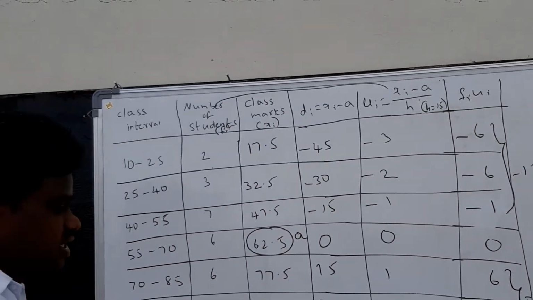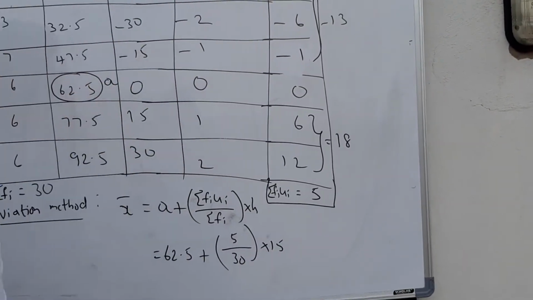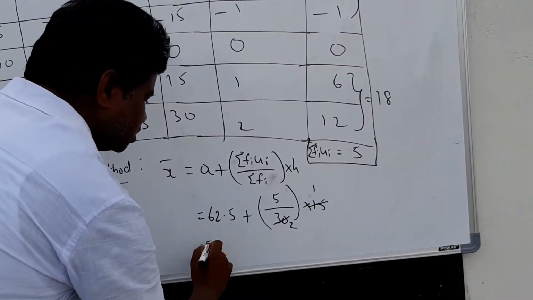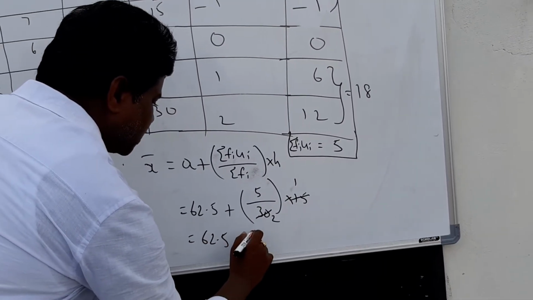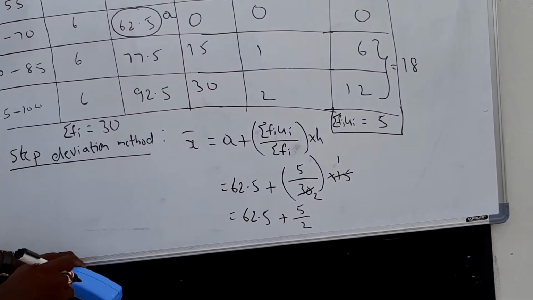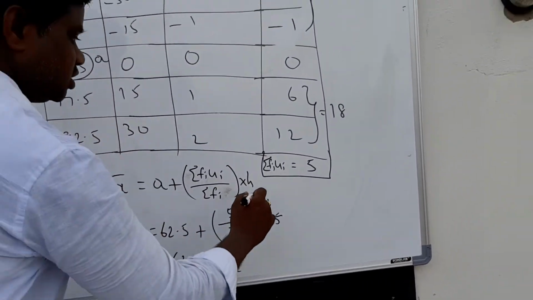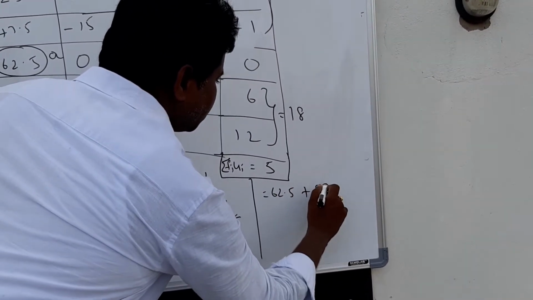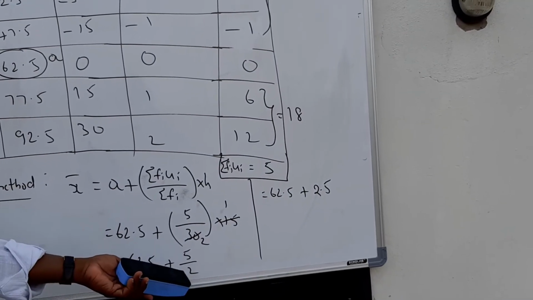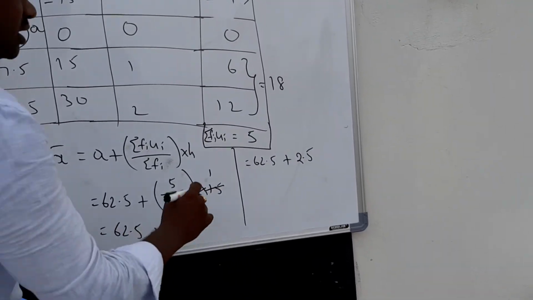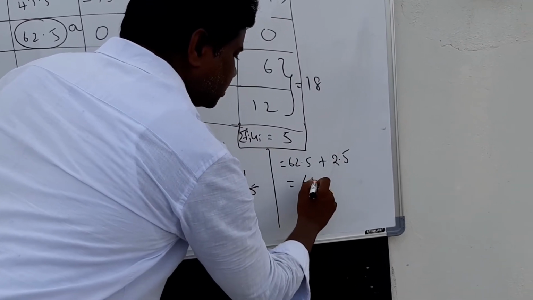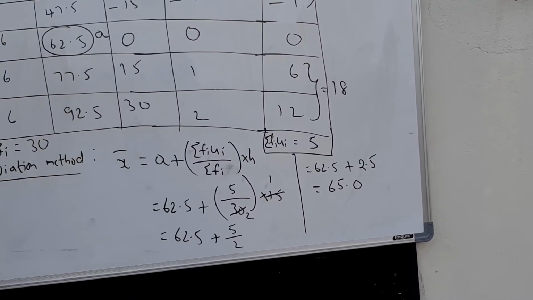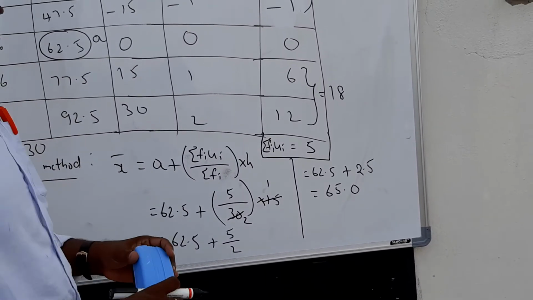Already I told you h means class size, and we have class size 15. So 15 into 30, if you do cancellation, 15 one time, 30 two times. That is equal to 62.5 plus 5 by 2. 5 by 2 is 2.5. So 62.5 plus 2.5 gives 65.0. So the mean of the given data is 65.